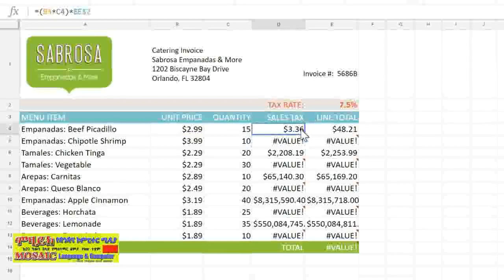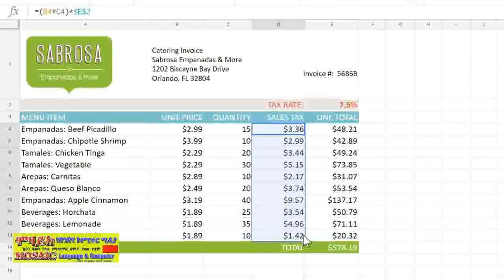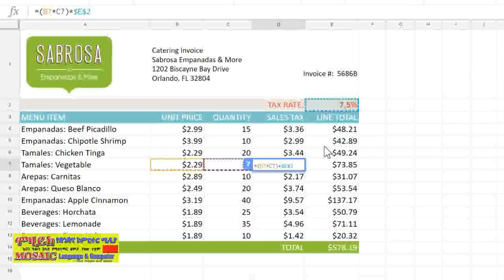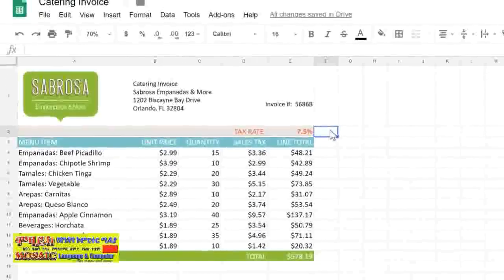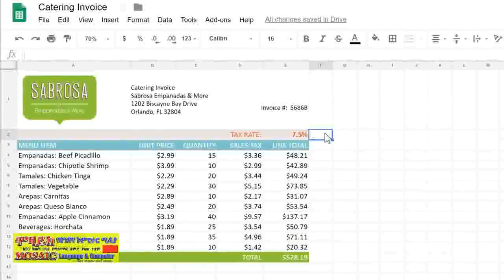Now if we copy the formula to the rest of the list, the error goes away and we're left with the correct sales tax. The relative reference is different in each cell, but the E2 reference, our absolute reference, stays the same. As you can see, the type of reference that you use can have a big impact on your formula. So whenever you're creating one, just ask yourself, do you want to use a relative reference, an absolute reference, or both?